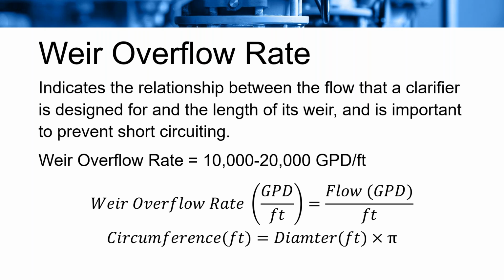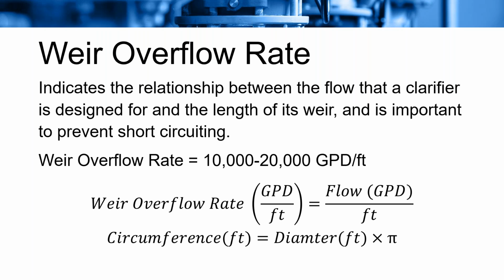So the length of the weir will be equal to the circumference of the clarifier. That's important to remember. This may be given directly in a problem, or by the manufacturer if calculating this in the real world. But it's often required to calculate this based on the diameter or radius of the clarifier for testing purposes. Typical overflow rates that you'll see for clarifiers are between 10,000 and 20,000 gallons per day per foot.